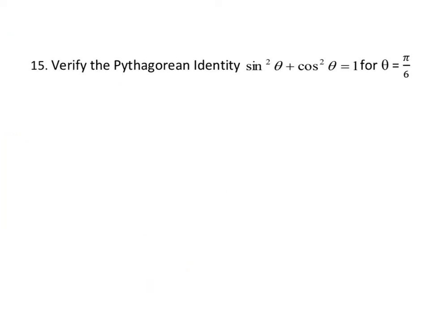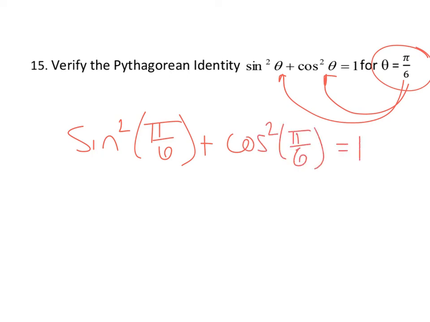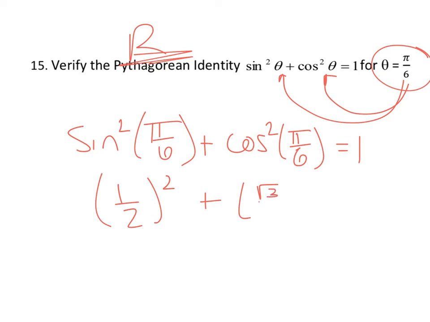This question asks you to verify the Pythagorean identity for theta. So you're going to plug this theta in. It's going to be sine squared of pi over 6 plus cos squared of pi over 6 equals 1. Now you will have to be in radian mode because we have pi's here. So I'm going to type in sine of pi over 6, and I'll get 1/2, and then show the squared. Cos of pi over 6 will get you 0.866, which we know is radical 3 over 2. I'll put that squared there.